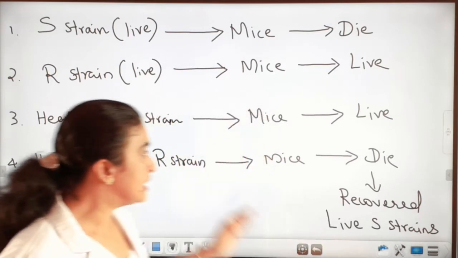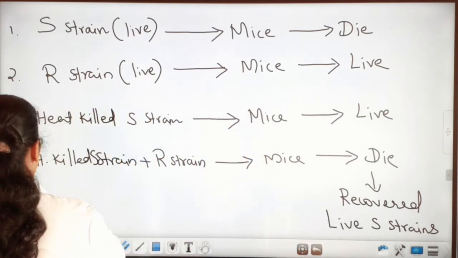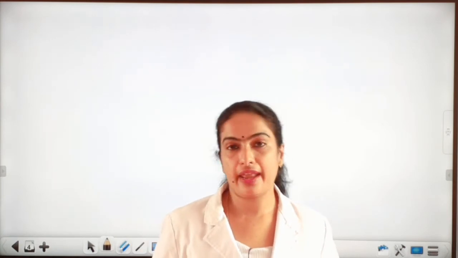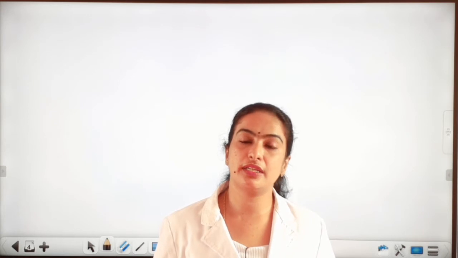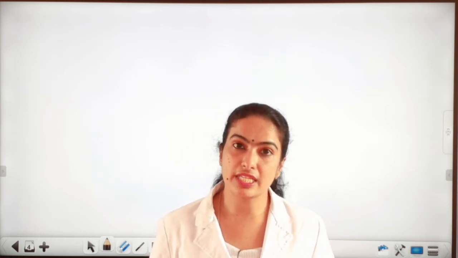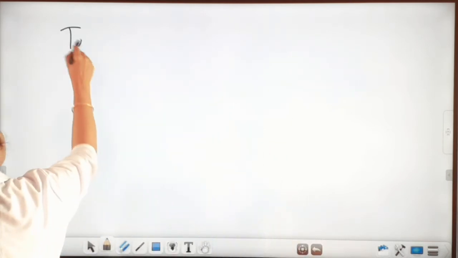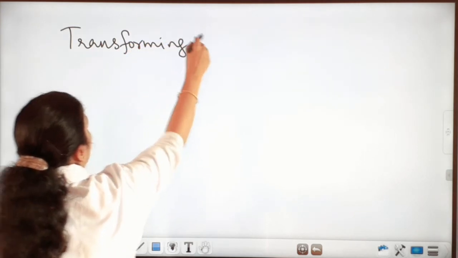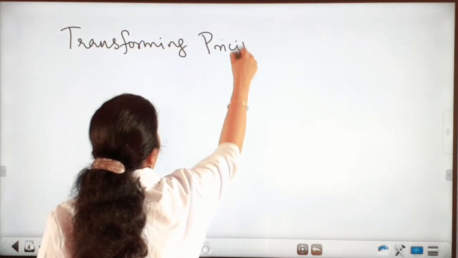Okay, so this phenomenon or this process of transfer of one character or a trait from one bacterium to another directly is called the transforming principle. Okay, so this is the transforming principle or Griffith effect.